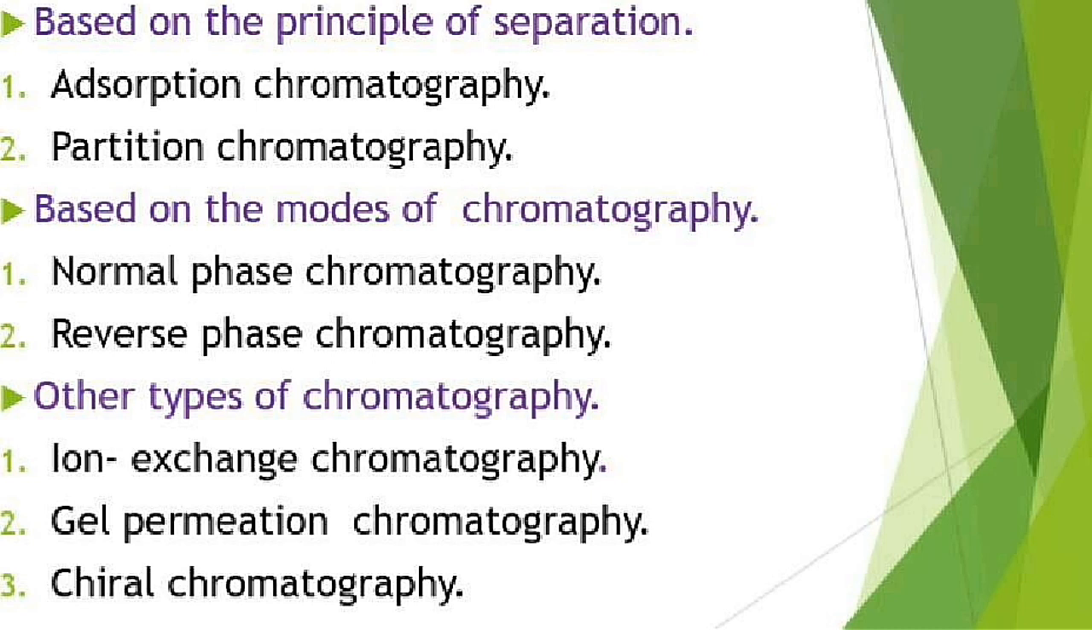Next we have other types of chromatography: ion exchange chromatography, gel permeation chromatography and chiral chromatography. In ion exchange chromatography we can separate cations and anions using cationic resins and anionic resins. Next, gel permeation chromatography. In this we can separate the components based on the molecular weight. Last, chiral chromatography. It is used for the separation of chiral compounds, like levoform and dextroform, which can be separated in this type of chromatography.